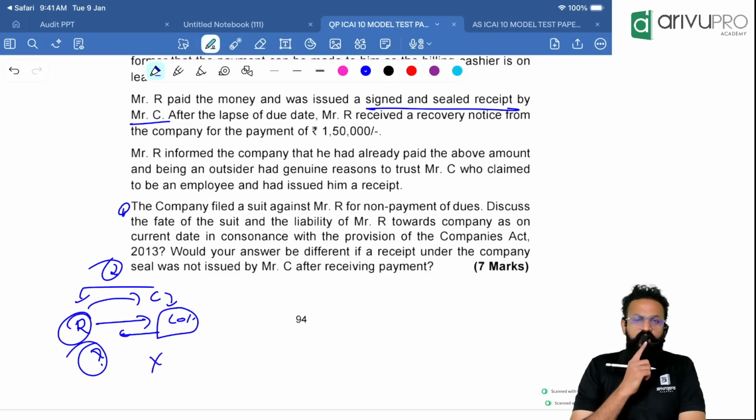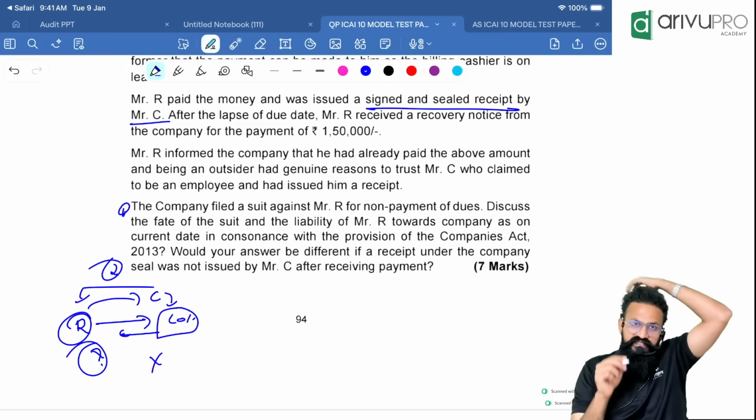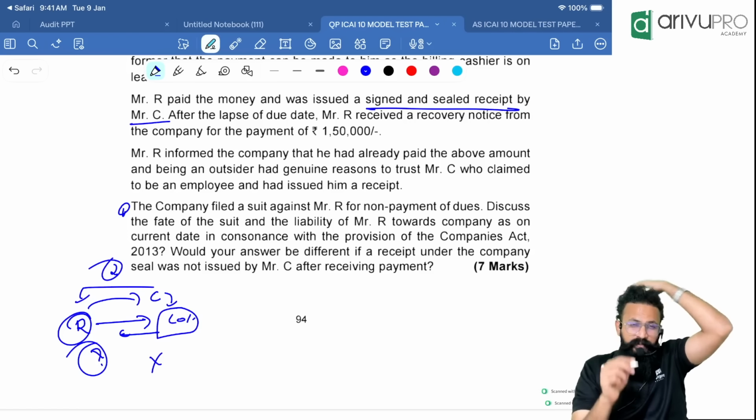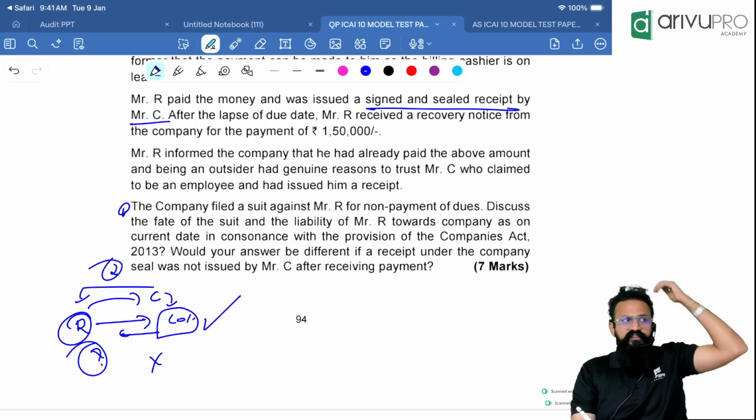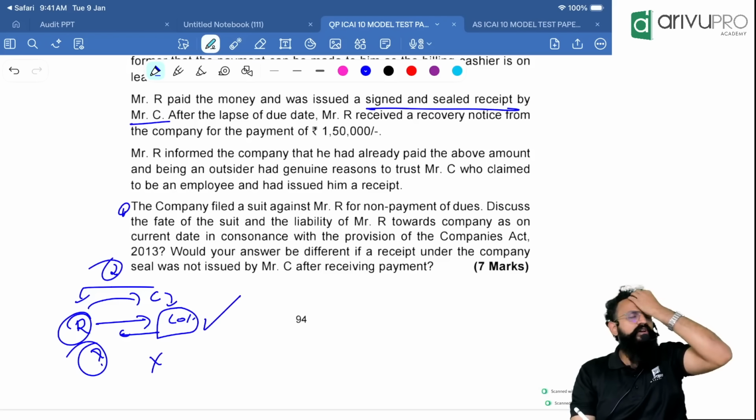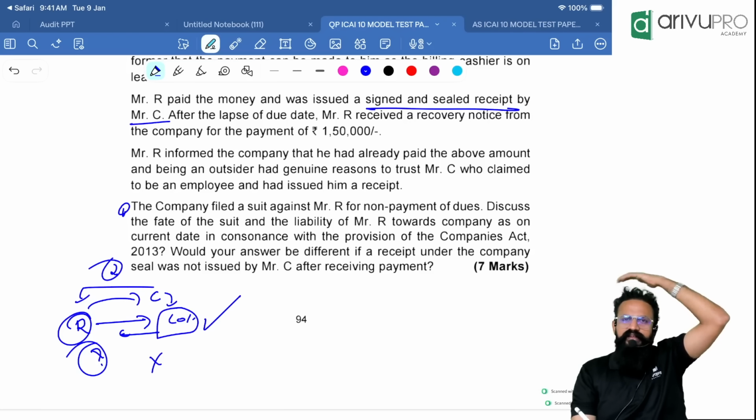The answer is no. Doctrine of indoor management. I have received a settlement, an invoice with a receipt with a company seal on it. That means it is the company's responsibility. How you guys manage in-house is left to you guys. Whether C gave this to you or not is your headache, not mine.